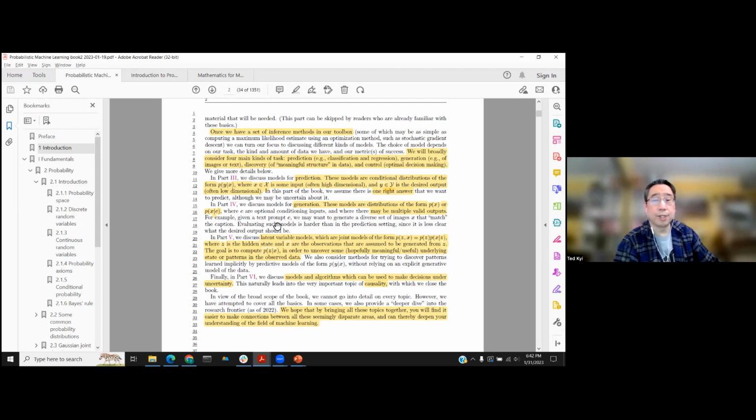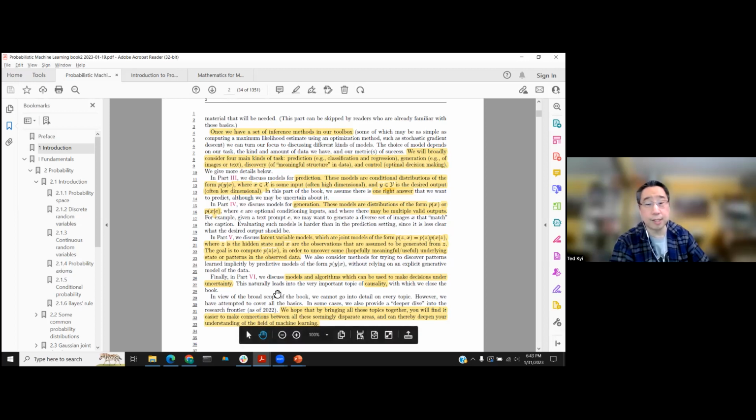In part 5, we discuss latent variable models, which are joint models of the form P of z comma x equals P of z times P of x given z, where z is the hidden state and x are the observations that are assumed to be generated from z. So the goal is to compute P of z given x in order to uncover some hopefully meaningful, useful underlying state or patterns in the observed data.